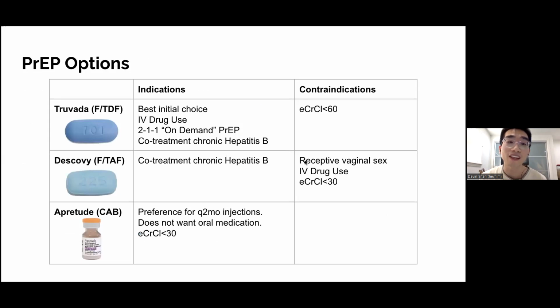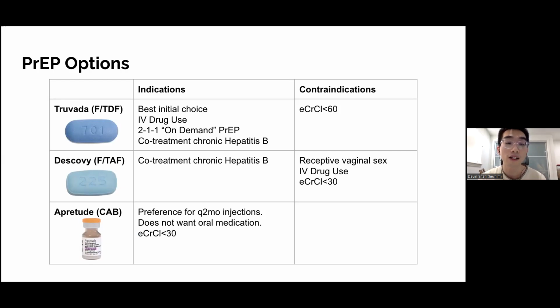So talking about the PrEP options again, just hope to talk with the group about indications and also contraindications for each of the 3 choices that a patient can be given PrEP on. So for Truvada, which is emtricitabine and TDF, it remains the best initial choice. There's a generic formulation available for it. And it's also the only choice that's been studied for patients who are using PrEP for prevention of HIV in setting of injection drug use, or for people who would like to use on-demand 211 PrEP. We'll talk a little bit more about 211 PrEP on the following slide.